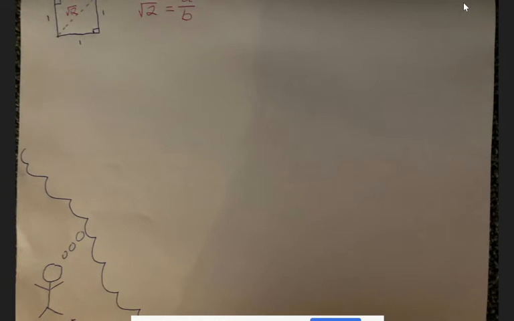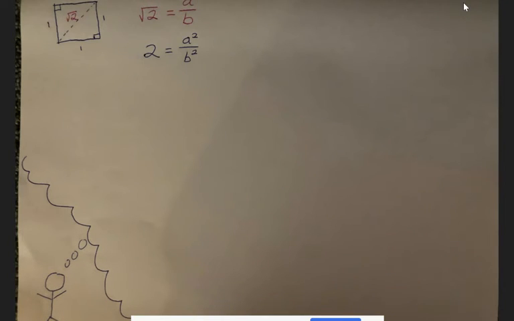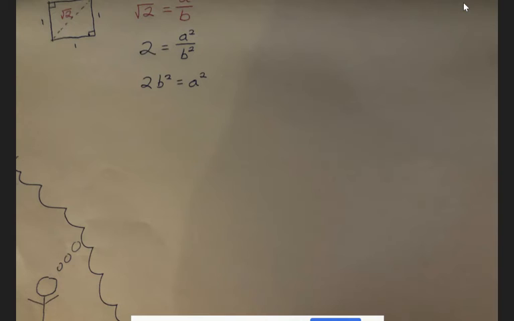First thing I notice is that there's a radical in that equation. Those are kind of unpleasant. Let me square both sides. So next, 2 equals a squared over b squared. And now there's a fraction. I don't like that so much either. So I'm going to turn that into 2b squared equals a squared.